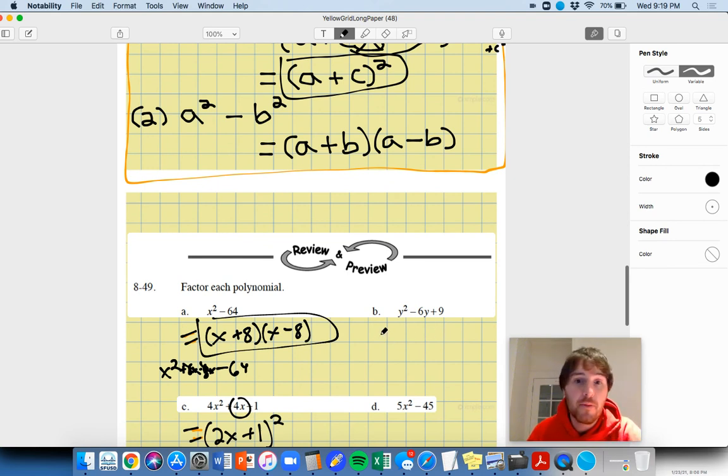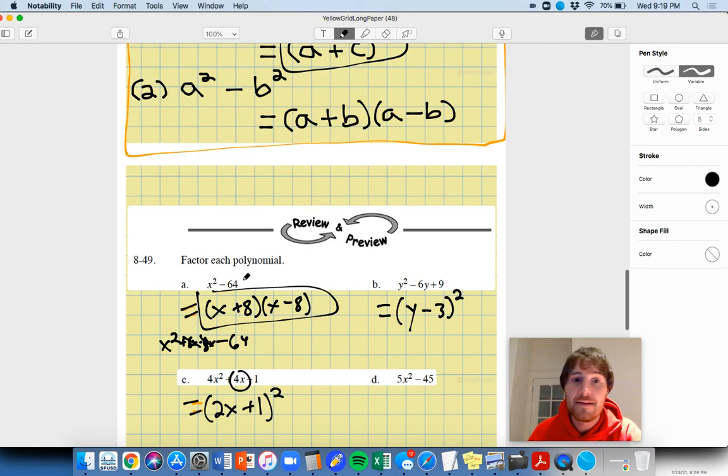You get 849 part B. This is going to equal y minus 3 squared. How did I get that? The square root of y is just y. The square root of 9 is 3 or negative 3. But if I do negative 3 times y, that's negative 3y. Double it, that's negative 6y. So there is a shortcut for that one as well. You just have to keep an eye out for perfect squares, and you'll get better at them. We'll practice perfect squares more throughout high school. If you keep an eye out for perfect squares, you can sometimes find a shortcut. That's my takeaway out of this here.